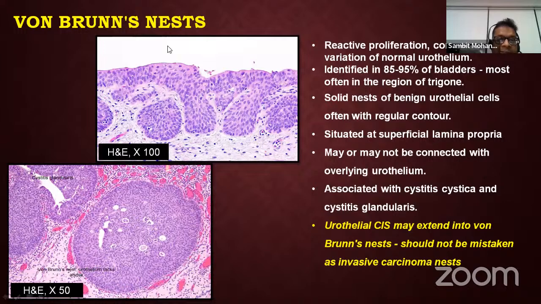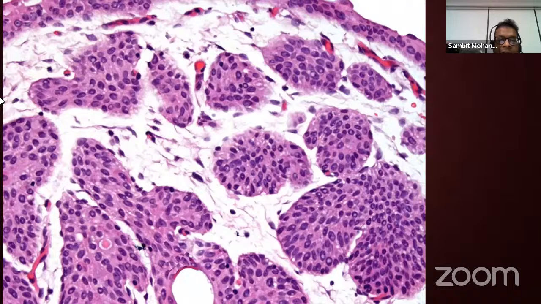What is the beauty of this? Sometimes the CIS within the epithelium may extend into the von Brunn's nests. So that is something you need to look into, but that does not qualify as invasion. It is just CIS which has extended into the von Brunn's nests, just a morphologic variable. So what is this? Is this a von Brunn's nest, or is this a nested variant of urothelial carcinoma?